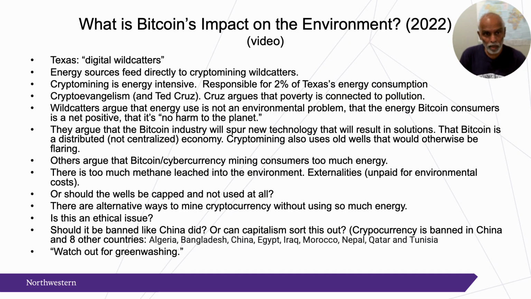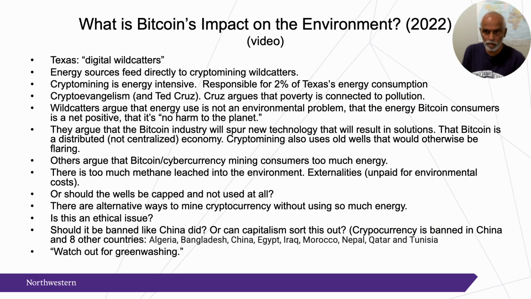Currently, Texas is still kind of Wild West in farming energy and using it, and it has those resources: a huge sunbelt area, and oil and methane locked under its land. There are alternative ways to mine cryptocurrency without using so much energy. Is this an ethical issue, on the other hand? Should it be banned like China did, or can capitalism sort this out? Cryptocurrency is banned in China and 8 other countries. Watch out for greenwashing.